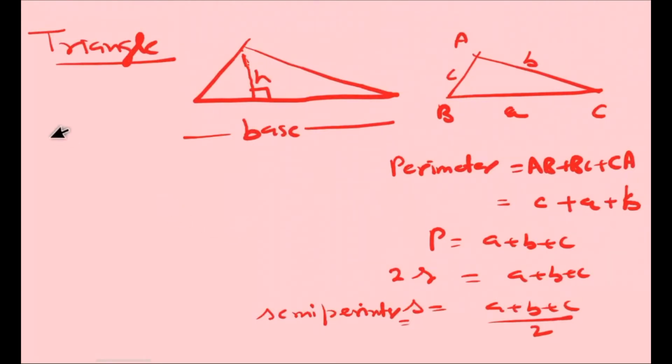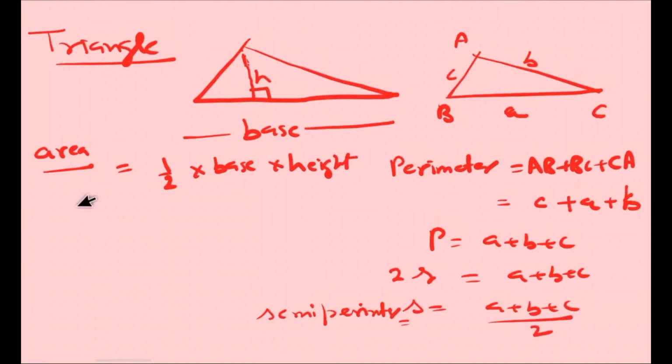Now, area equals half into base into height. What is the formula? Half into base into height. In short, this is the base, this is the height. So these are the two basic formulas you have to learn.